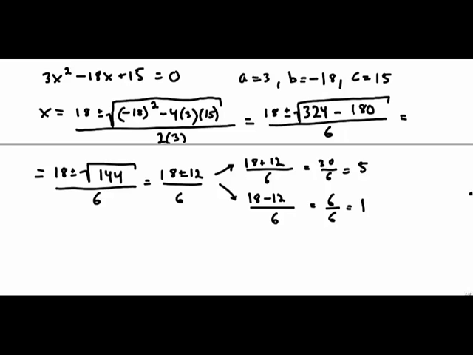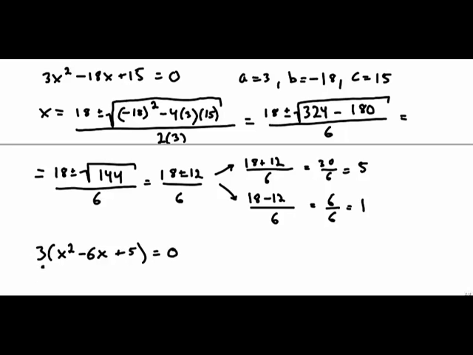This is the general formula. Could we have done it in a different way? Actually, if you look at this, we can factorize this. You can find a 3 in everything: 3 times x squared minus 6x plus 5 is equal to 0.